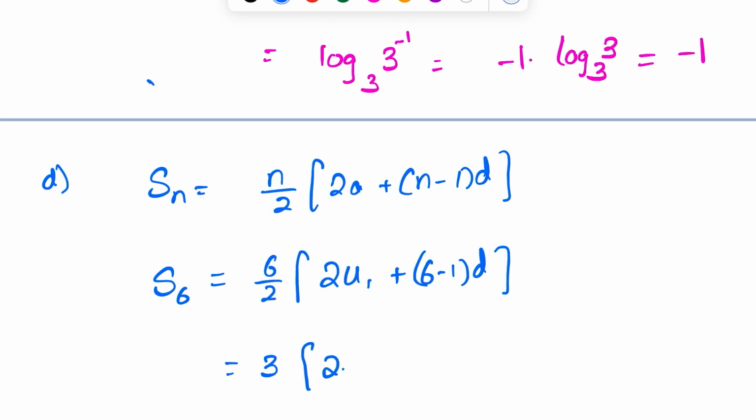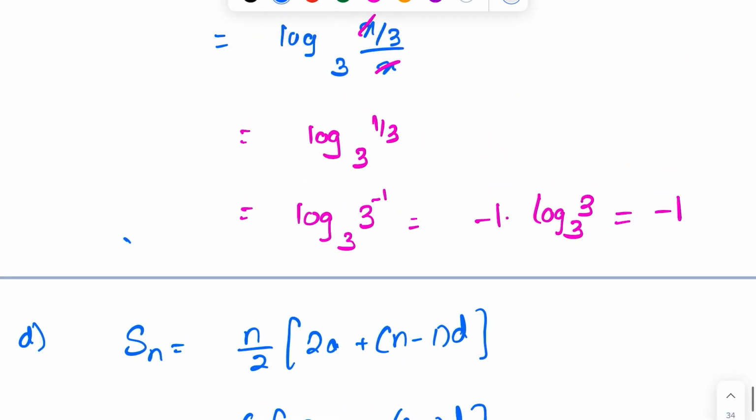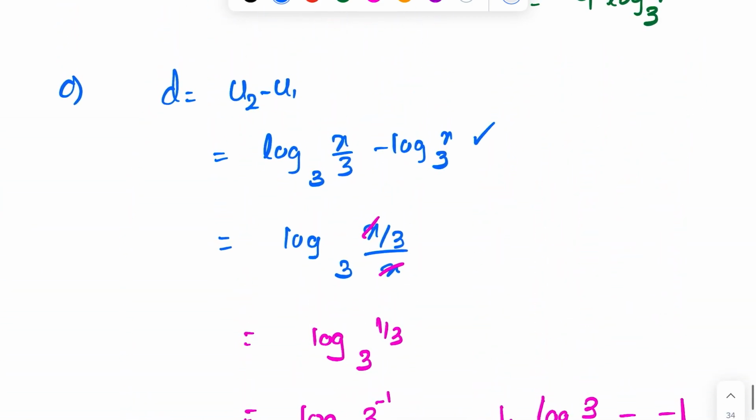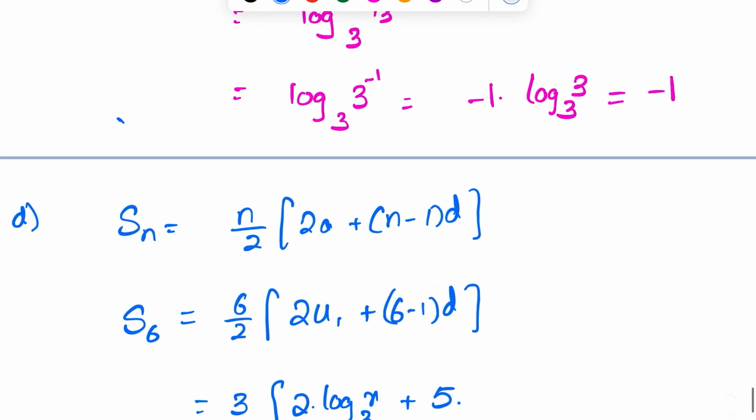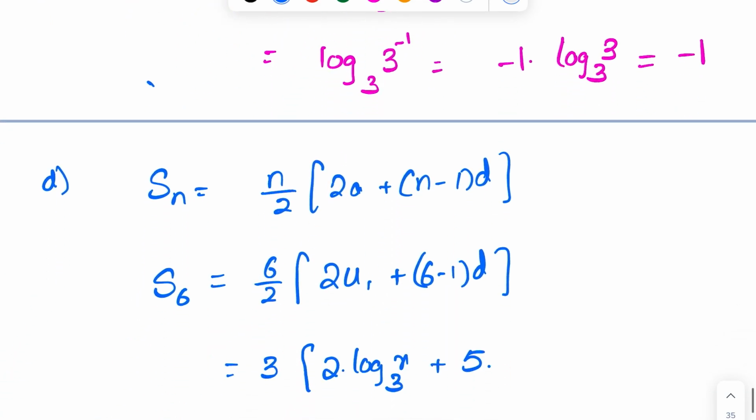times 2 u1. So what is the first term? We can see the first term is log x to the base 3. Log x to the base 3 plus 6 minus 1 is nothing but what? 5. 5d. What was d, the common difference? We got it as negative 1.